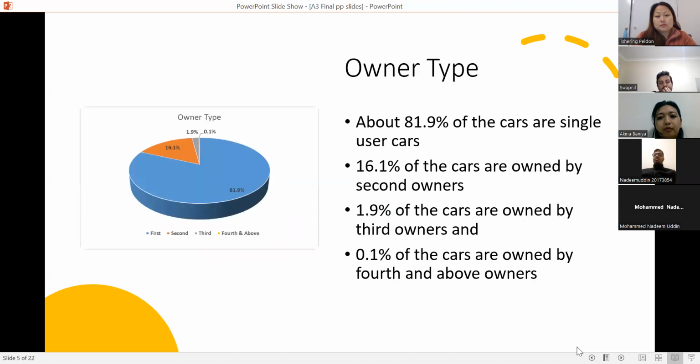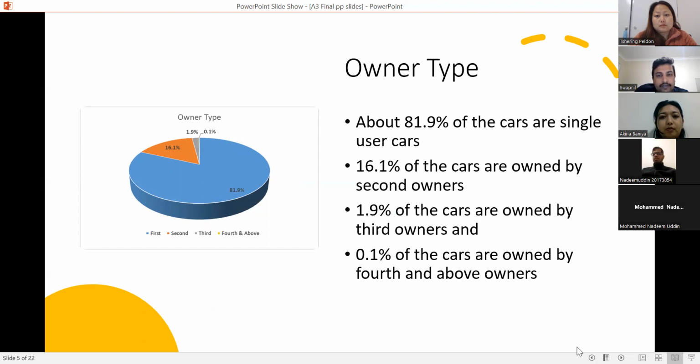And I've forwarded the slide to Swapnil. Please continue, Swapnil. Hello everyone. Thank you, my friend Nadim, for your valuable speech. So now I'm going to present my part. Myself, Tanvir Jan Shopnil, and my student ID is 20173228.